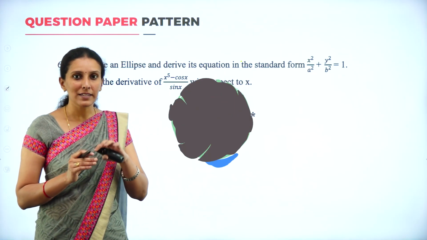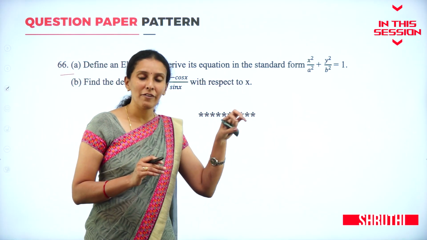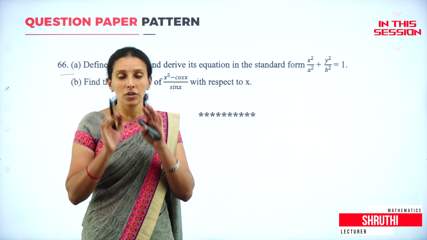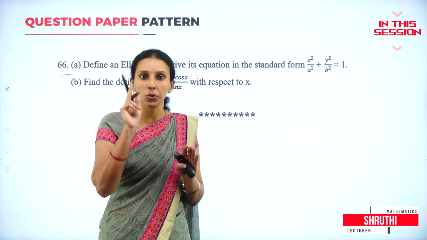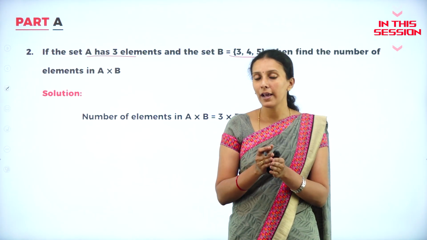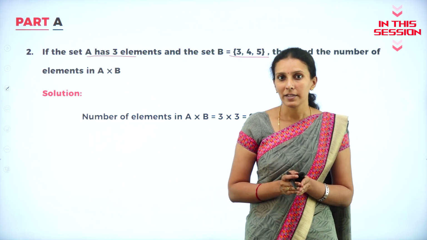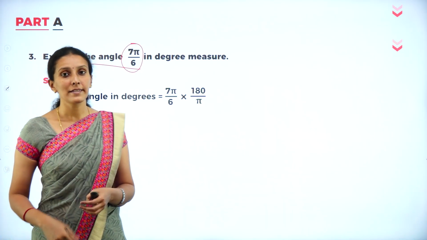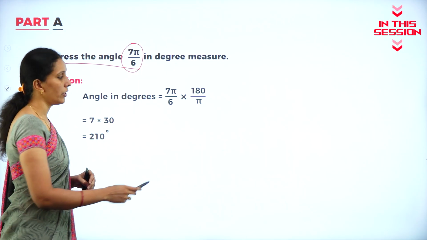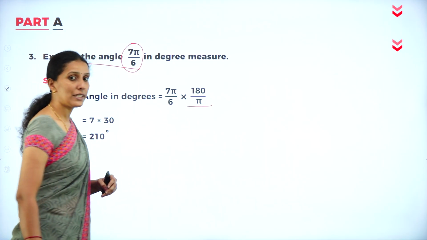So do not make a mistake of choosing question number A from 64, question number B from 65 or 66. You are supposed to answer one complete question. Number of elements in A and number of elements in B, just multiply them to find the number of elements in A cross B. 7 pi by 6 is in radian measure. When you have to convert this into degree measure, you have to multiply by 180 by pi.